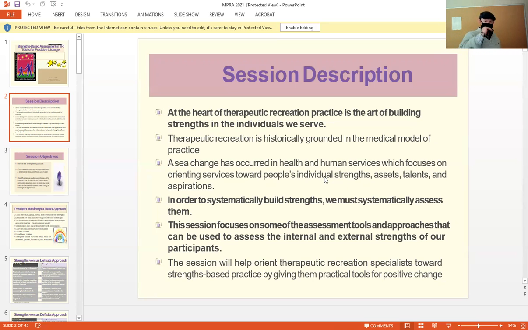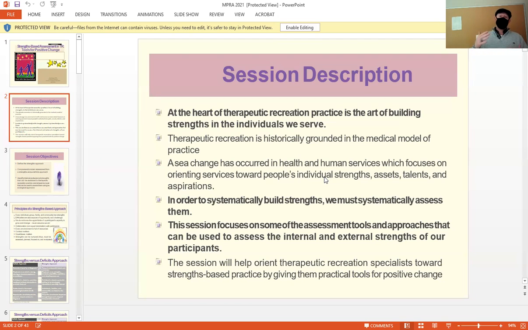So, as it says here, TR is historically grounded in the medical model of practice, which is exactly what I said. What's wrong with the patient? What do we need to do to fix it? This is wrong. This is what we need to do. It's all about that. And there's an ecological model where you look at the person and all of their scenarios: what sort of living arrangements they have, what things they have available to them, their strengths, their whole ecological system, and how it plays into helping them get better.